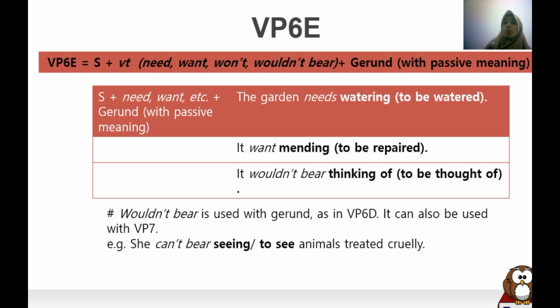And then it wouldn't bear thinking of, or it wouldn't bear to be thought of. So wouldn't bear here is used with a gerund, as in VP6. Like it wouldn't bear thinking. It can also be used with VP7. For example, she can bear seeing, or she can bear to see animals treated cruelly.